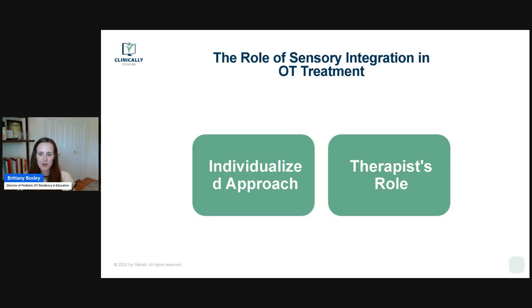And so we really want, as OTs, for the kids that we see to be able to generalize, not only utilizing these strategies in the therapy session, but utilizing them out in the real world, where they're not going to have someone right by their side to help them or cue them to use these strategies. We want them to be independent in utilizing these sensory strategies.